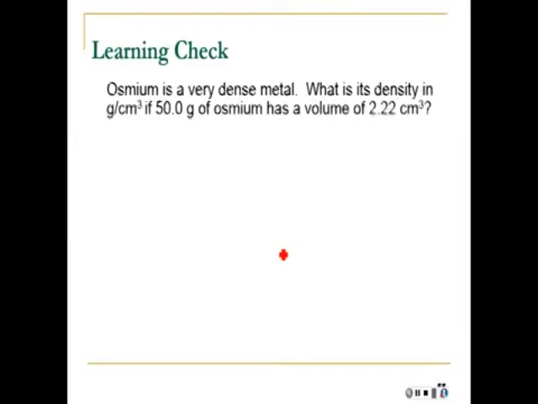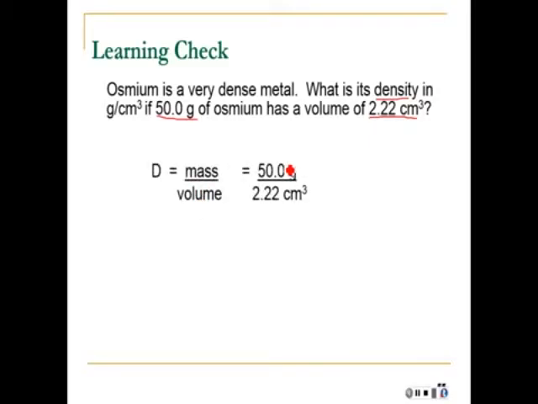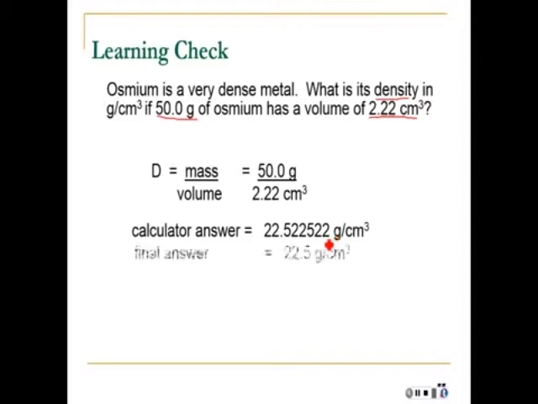Okay. Now let's do a problem finding density. Osmium is a very dense metal. What is its density? They want the density, and they give you 50 grams of osmium and a volume of 22 cubic centimeters. So we have our formula. All we have to do is make our substitutions, and then we do the math and round off with 3 significant figures, since that's what we have here. And this is our final. So that's our 3 sig figs. Pretty straightforward.